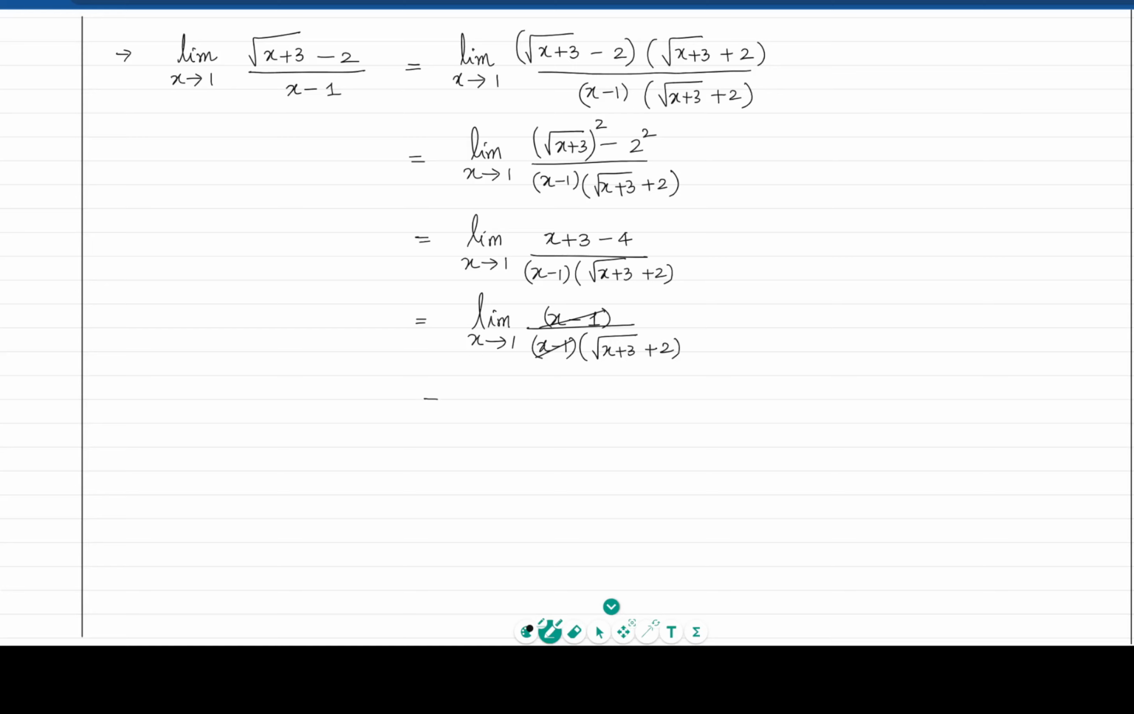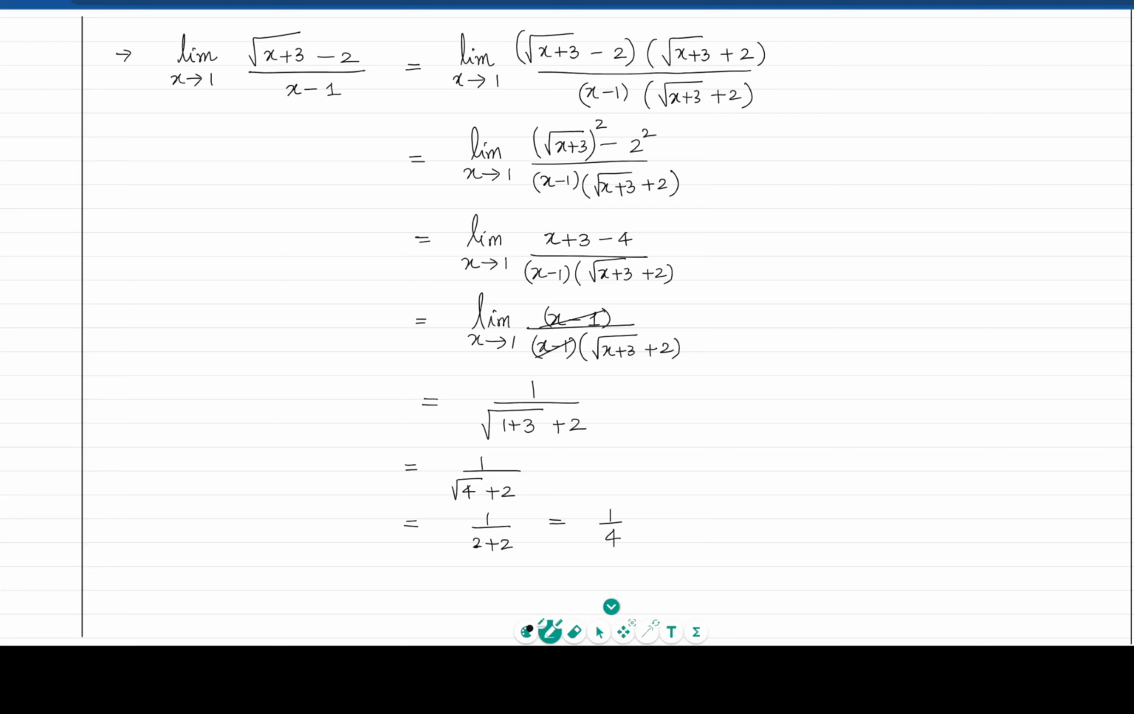And at this stage, we will try to substitute the x value as 1. So we will end up with 1 divided by square root of 1 plus 3 plus 2, which will yield 1 divided by square root of 4 plus 2. Now we know that square root of 4 is 2, so we will have 1 by 2 plus 2, which is equal to 1 by 4.